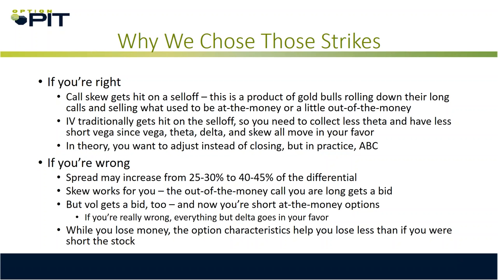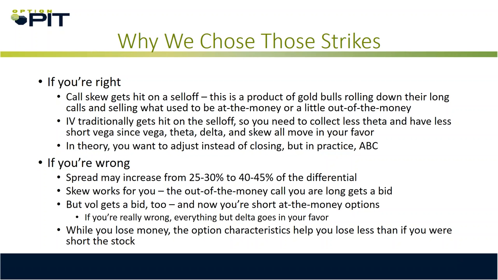Every part of the option characteristic really goes your way when you sell off and you're short a call spread. Vol goes down. You collect a little theta. Your short delta is working. And your skew is working. This is a really good situation. You don't need to collect a ton of theta by being short really short-dated options. You don't need to be short a lot of vega by being short really long-dated options. You can get into this nice little window as long as your timing is good.